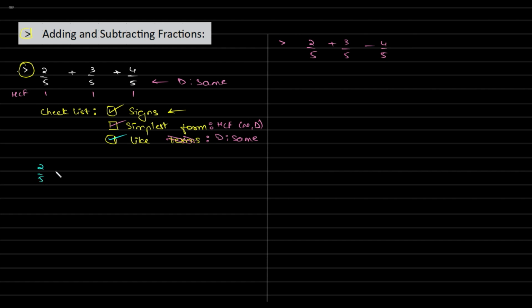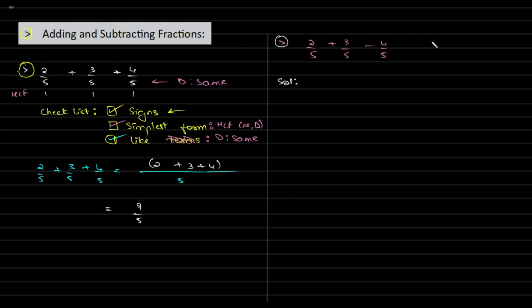So 2 by 5, 3 by 5, 4 by 5. So 5 is in the denominator, and the numerator has 2, 3 and 4. So we end up with 9 by 5. Right, as simple as that. Okay, so I would request all of you to try each question on your own.